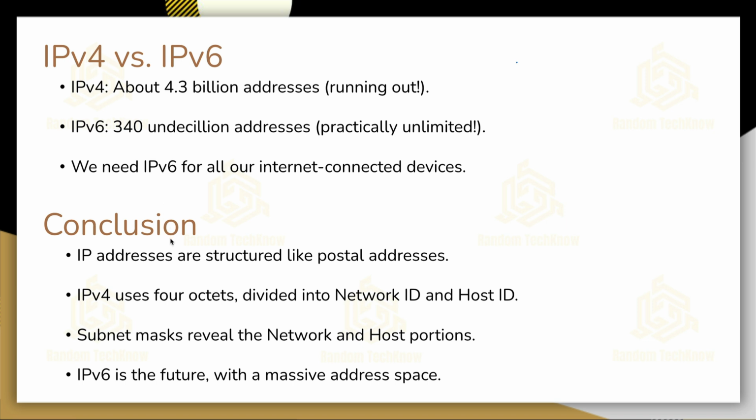So let's wrap this up with some key takeaways. IP addresses are structured like postal addresses, with different parts that help route data to the right destination. IPv4 addresses are made up of 4 octets, and they are divided into a network ID and a host ID. The subnet mask is the key to figuring out which part is which. IPv6 is the future. It's longer, uses hexadecimal, and provides a practically unlimited number of addresses to support the ever-expanding internet. And that's it for today's lesson on IP address structure.